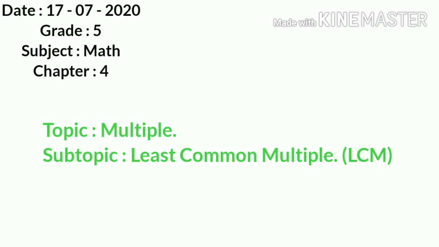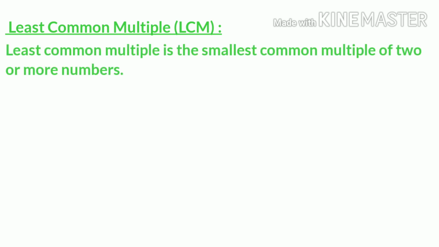Hello students, today you will learn about least common multiple or LCM. Let us first see what we mean by least common multiple. Least common multiple is the smallest common multiple of two or more numbers. Least common multiple or LCM can be found in three ways.